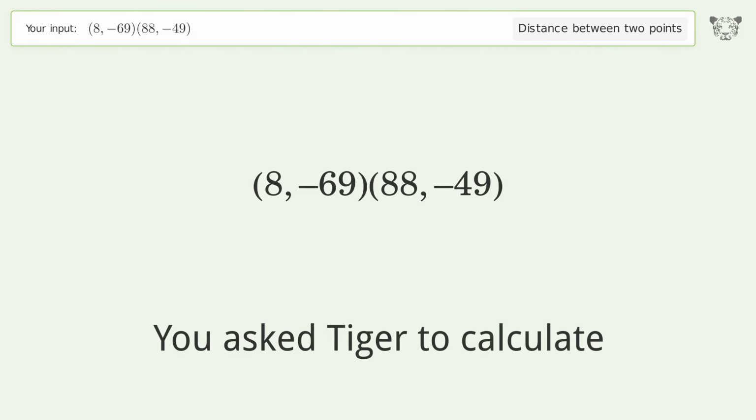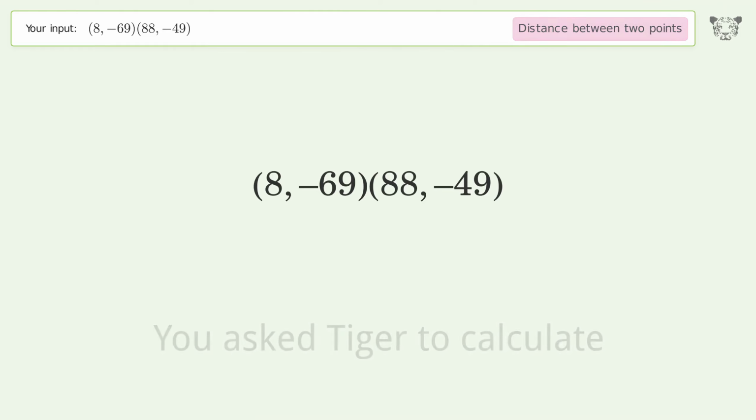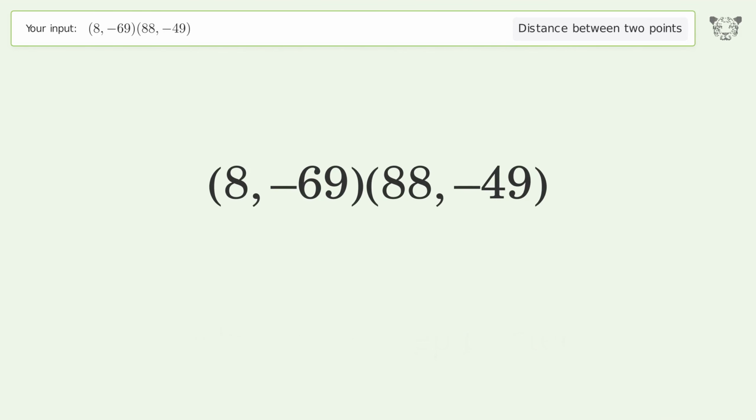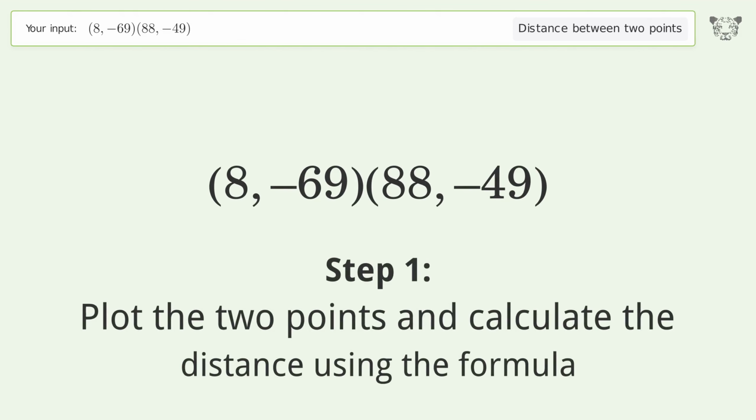You ask Tiger to calculate. This deals with the distance between 2 points. The distance between the 2 points is the square root of 6,800, or 82.462. Let's solve it step by step. Plot the 2 points and calculate the distance using the formula.